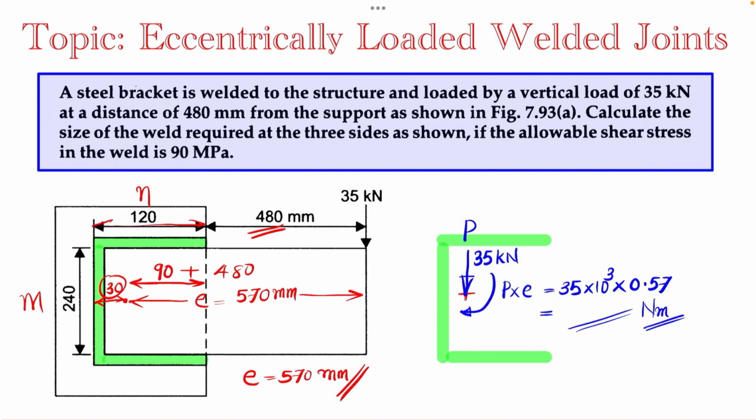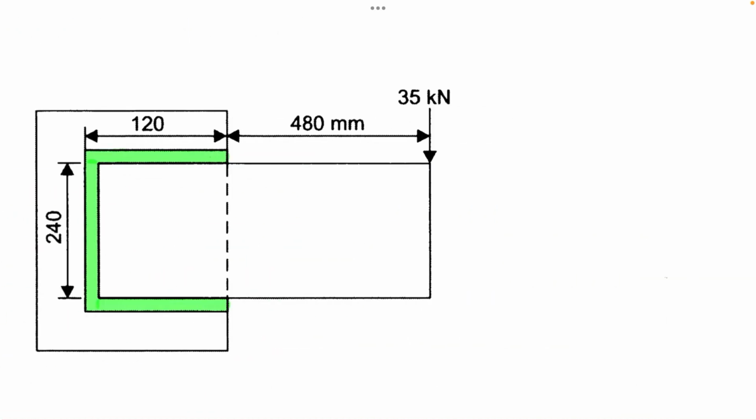So now we need to take the effect of this direct shear load and this torque on this weld section to find the resultant shear stress. That is our next step. In this one we will be taking the effect of the direct shear load. That means here we have the CG, and here we will be taking only the effect of this direct shear load.